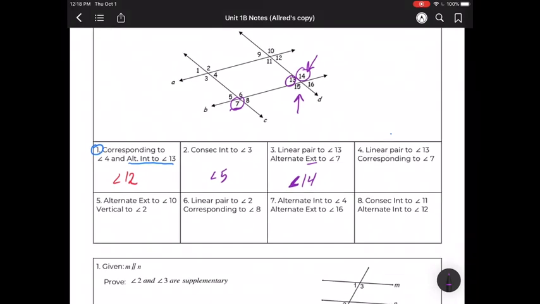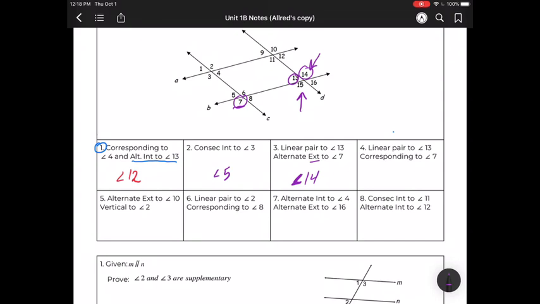And so I want you to take some time and try and finish the rest of these, 4, 5, 6, 7, and 8. Pause the video and see if you can come up with what those are. When you're ready, you can click play to check your answers.